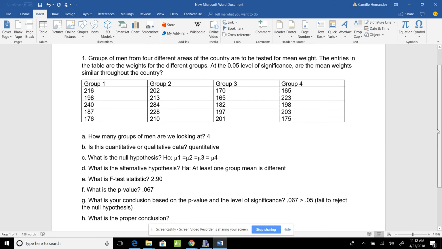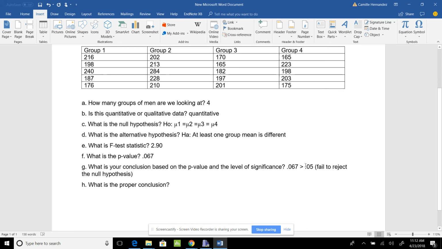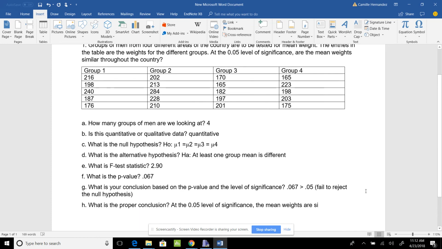So what is my proper conclusion? Remember up here, I wanted to know if the mean weights are the same. So at the 0.05 level of significance, the mean weights are similar. And remember, my conclusion is pretty much the same as what I asked in the question. The reason is this: it wouldn't make sense for me to say at the 0.05 level of significance, we did not find that at least one group was different. It's easier for us to say at the 0.05 level of significance, the mean weights are similar throughout the country. And again, that's what I asked in the original problem, and I want to conclude that way. It's kind of like closing the loop.